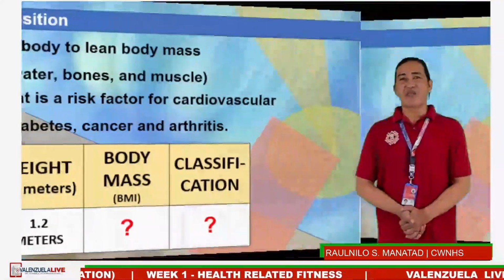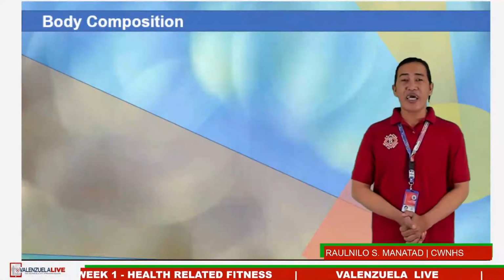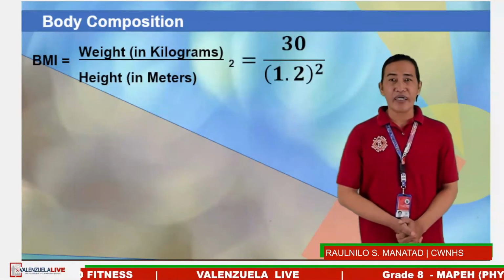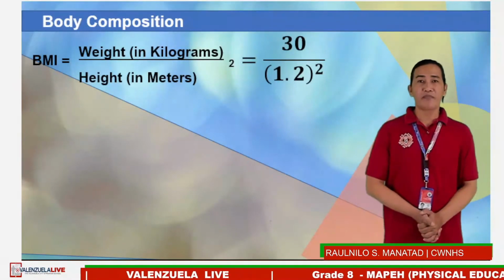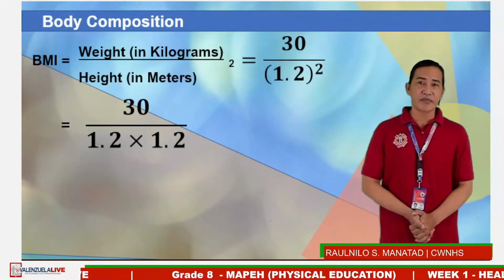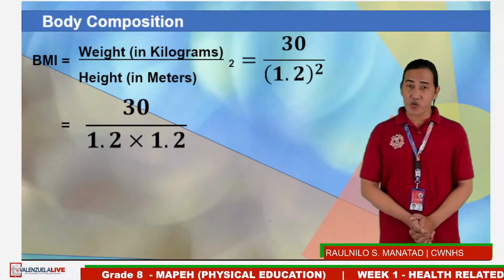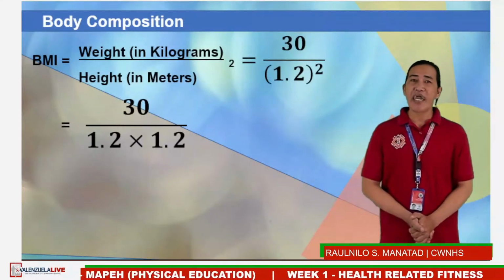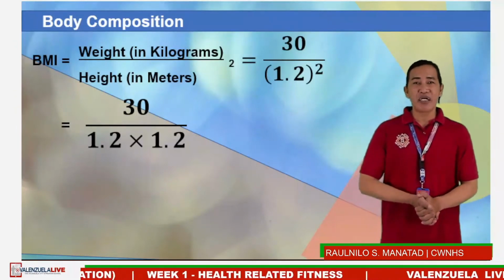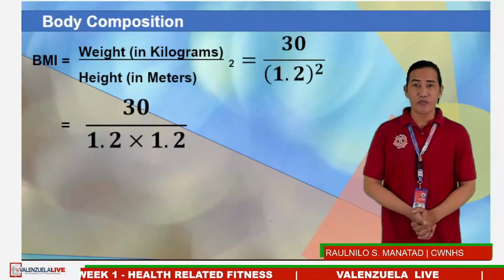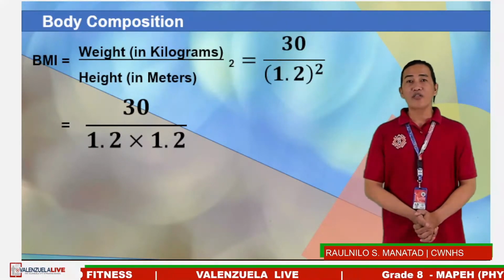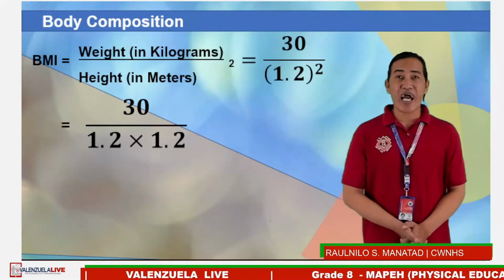For instance, your weight is 30 kilograms and your height is 1.2 meters. What is your BMI and its classification? In order to get your BMI, you need to follow this formula. BMI equals weight over height squared. Take note that height is squared, so you have to multiply it by itself and not by the number 2. Thus, we have 30 over 1.2 squared, or 30 over 1.2 times 1.2.